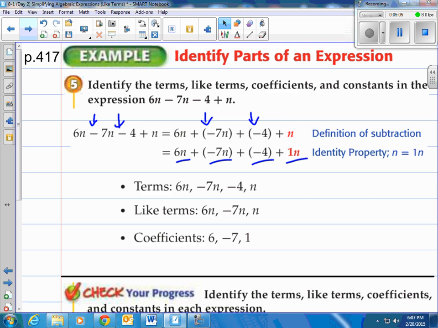Our coefficients are the numbers in front of those letters. So notice they got a 6, a -7, and we always have a 1 in front of any letter that's by itself. The way you remember that is 1n really means 1 times n, and 1 times anything is the anything. So it's n. So just know there's always a 1 in front. So that's a coefficient as well. And we have one constant term, which is just, again, the numbers by themselves. So that's -4.